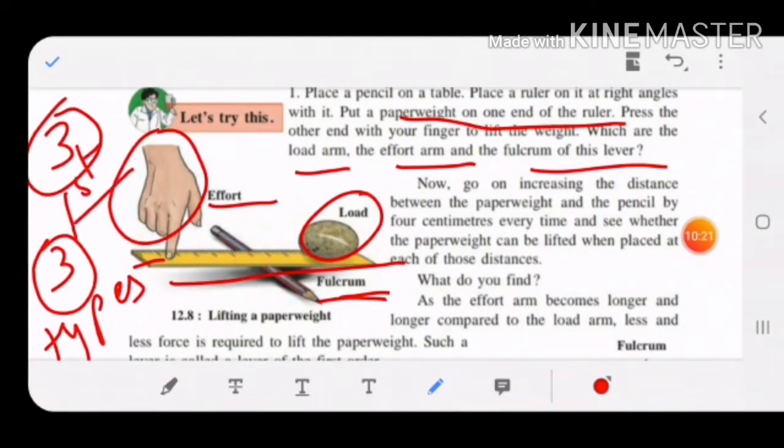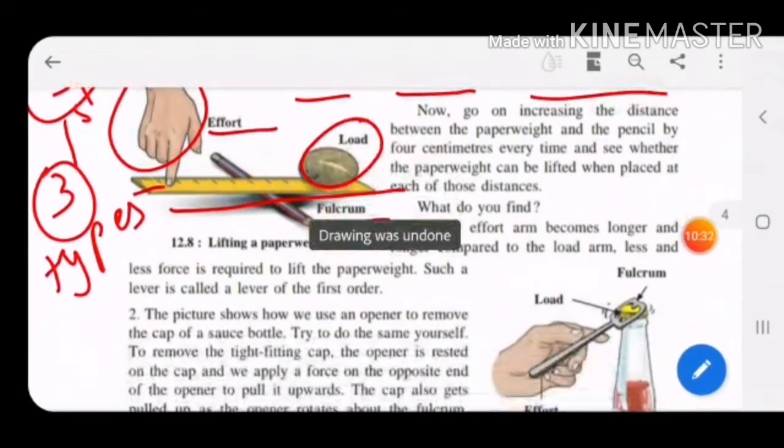And as you keep on increasing the distance between the paperweight and the pencil, what happened? You will find that if you keep your finger at the very last, you will find it easier to lift the load as compared to if you keep it in the center or nearby to the pencil. The reason is that as the effort arm becomes longer and longer compared to the load arm, less and less force is required to lift the paperweight. Such a lever is called a first order lever.